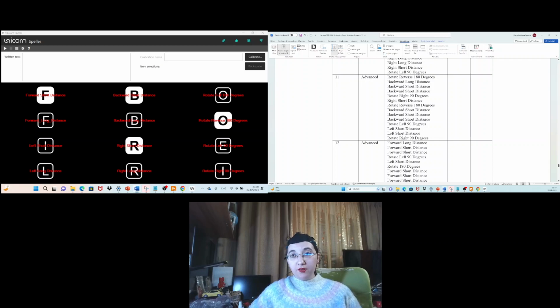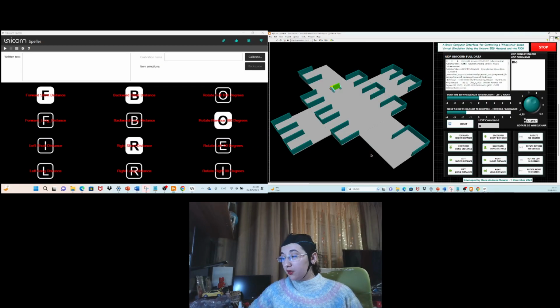So all the commands are related to movement directions for controlling the 3D wheelchair. This is the initialization, the starting position. So the 3D wheelchair should be controlled by different movement directions to reach these destinations.